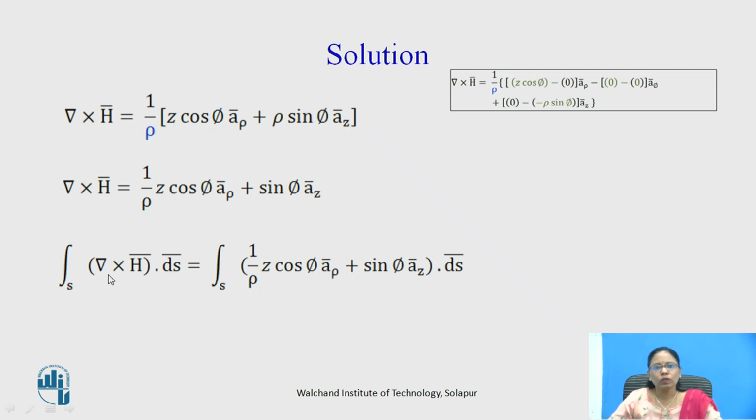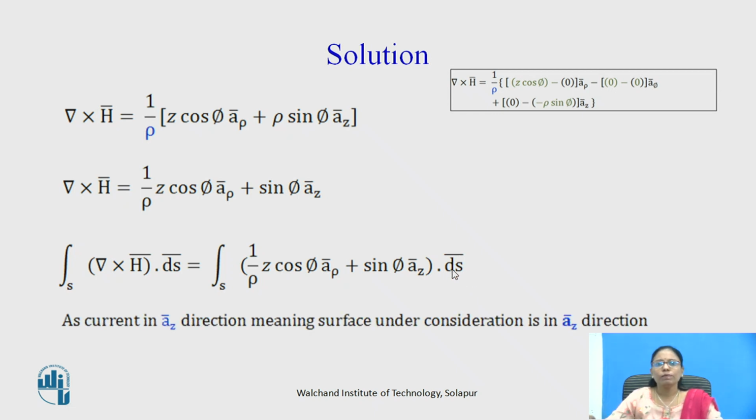Now I can find out curl H bar dot dS bar. So I got only curl H bar here, but I should now focus on dS bar. dS bar can be written in different coordinate systems, and for dS bar we should know in which plane we should write it. For that, in the question it is given that the current is in the a z bar direction, meaning we should consider the surface in the a z bar direction.